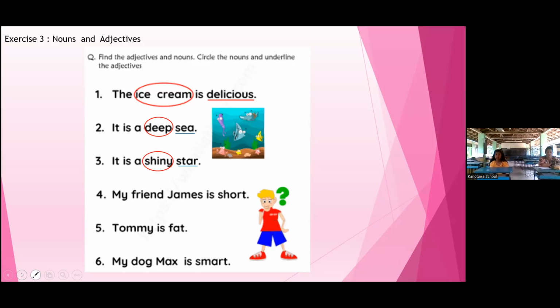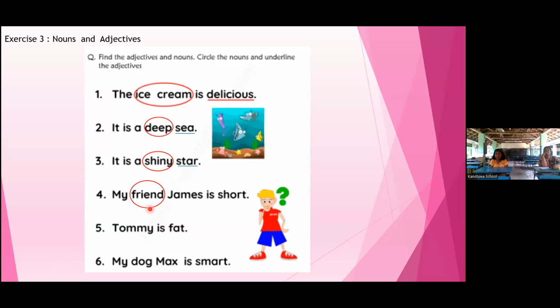Good job. So you see, when you learn English grammar, it's all about applying it in the sentences. It's not about just learning it and understanding it. We must know how to apply it when we are writing and when we are speaking. Okay. Number 4, who can read number 4 for me? My friend is short. Okay. Please tell me what is the adjective. Short.